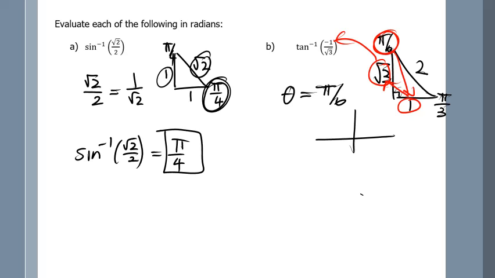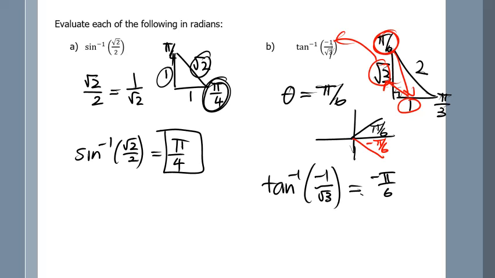However, pi on 6 is in the first quadrant. Tan of pi on 6 is not negative 1 on root 3, whereas tan of what angle is negative 1 on root 3? Well, in the last quadrant we know that tan is negative, so it's negative pi on 6. So our solution for tan inverse of negative 1 on root 3 is equal to negative pi on 6. And we know that our values for tan inverse range between negative pi on 2 and pi on 2. This value fits into the range, between negative pi on 2 and pi on 2, and we know that it's negative.